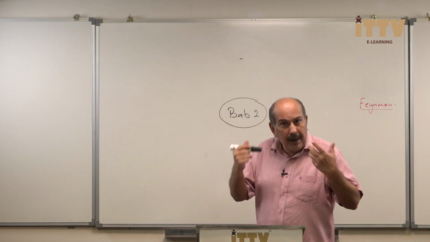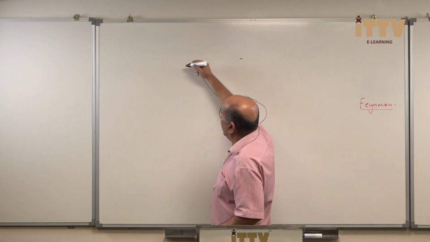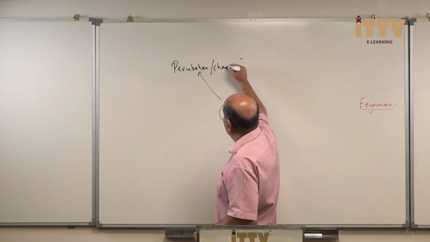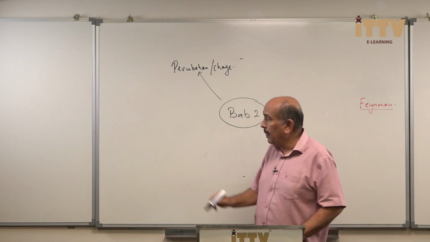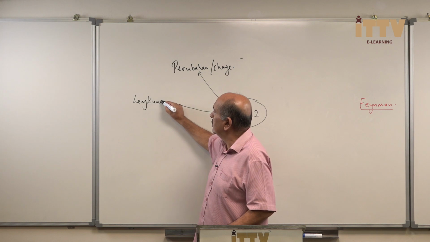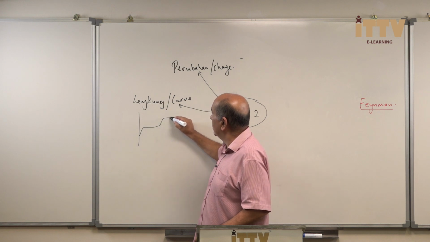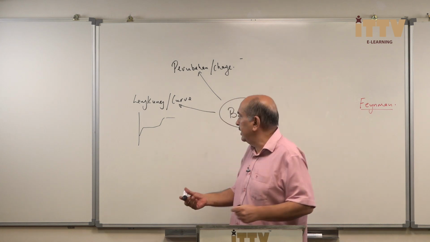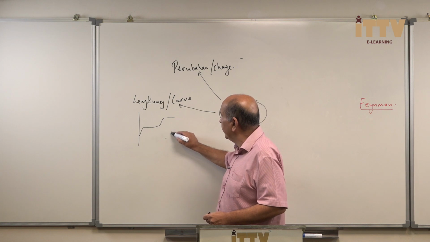So, let's go back. When we look at Bab 2, Chapter 2, the first thing was the perubahan keadaan, the change of state, perubahan. I just put here change. You see, we can go shorter now because you'll understand what perubahan and change mean. Then, you'll understand the lengkung, the curve. We did the heating curve just now. You should also be able to do the cooling curve. Lengkung penyejukan, which is for kondensasi.